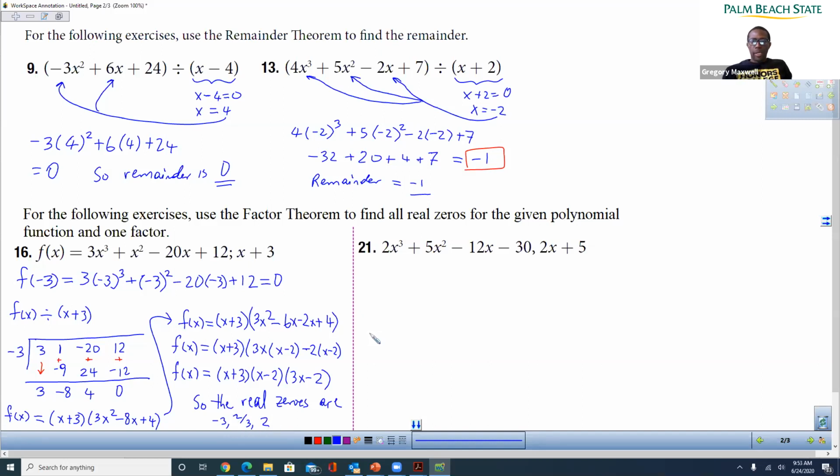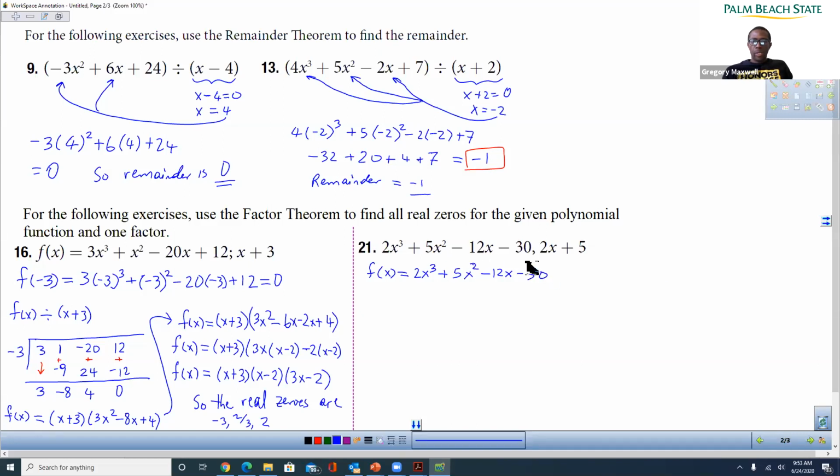All right, let's try the next question here, this one here. Now again, we're going to solve for x, and I'm going to call this f of x. So I'm going to say f of x is equal to 2x cubed plus 5x squared minus 12x minus 30.